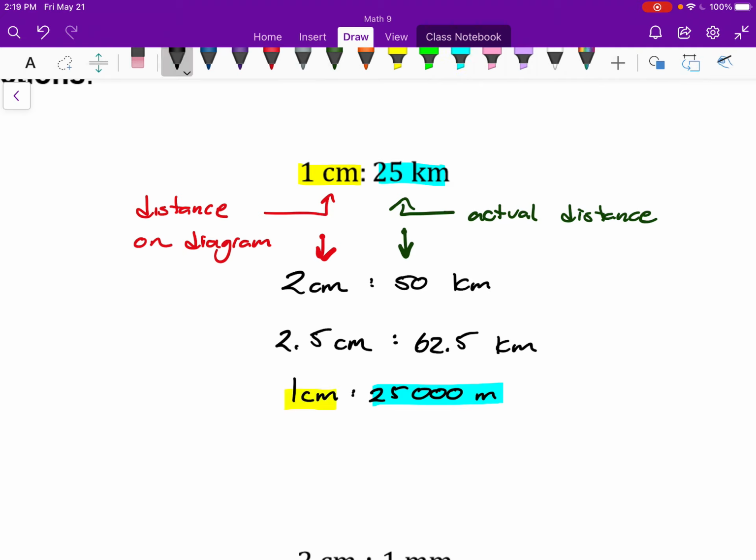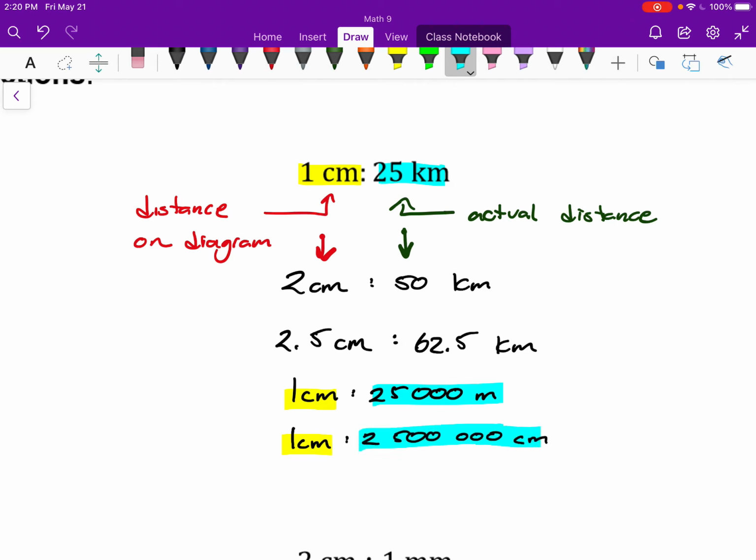If I want to change meters into centimeters, I want to times by 100. So I can also write this as 1 centimeter to 25,000 times 100, which is an extra 2 zeros. This is in centimeters now.